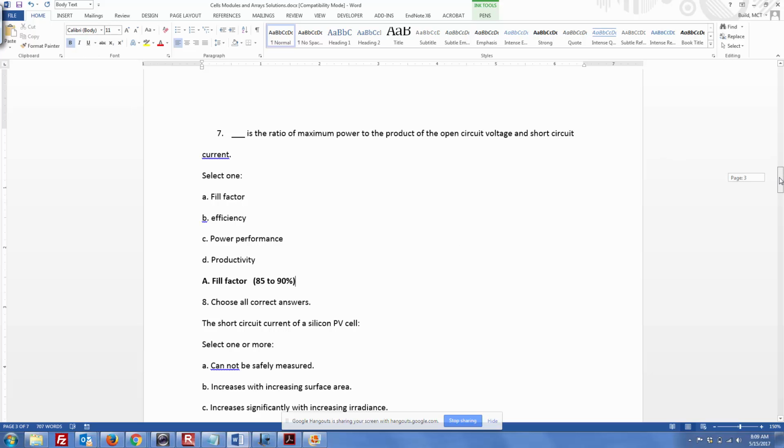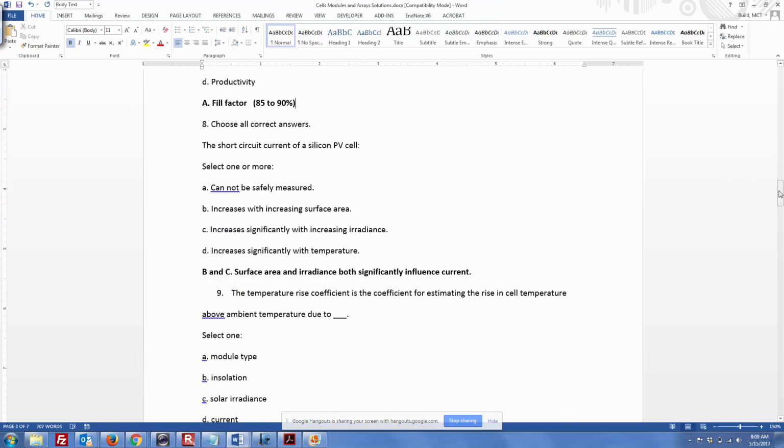Okay, number 8. Choose all the correct answers. The short circuit current of a PV cell can be safely measured. It's not going to be much current, just a few amps. It can be very safely measured. So this is wrong. That one's wrong. Increases with increasing surface area. That is correct. The bigger the panel, the more current you have. So this is ISC, I short circuit.